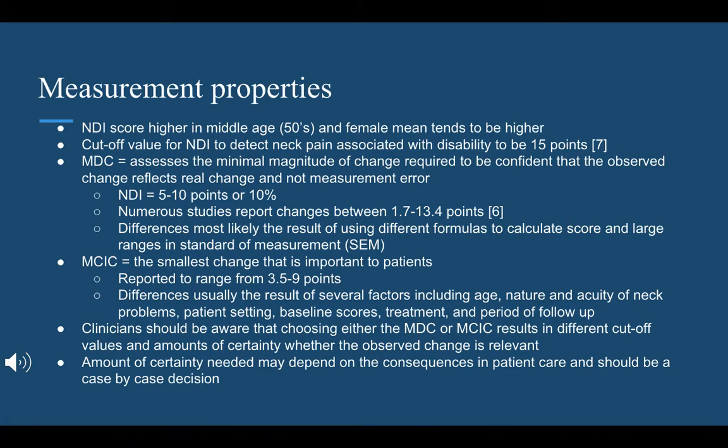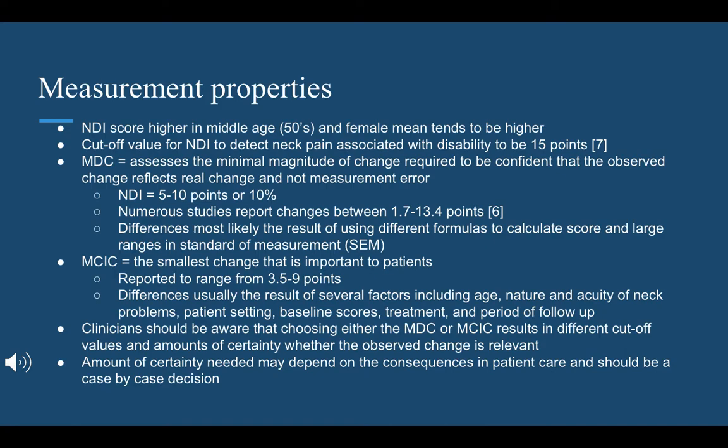Studies suggest that NDI scores tend to be higher for people in their 50s, and that female means tend to be higher too. The cutoff score for the NDI varies considerably depending on whether one uses the MDC or the MCIC, but it tends to be 15 points when detecting neck pain associated with disability. The MDC assesses the minimal magnitude of change required to be confident that the observed change reflects real change and not measurement error. As mentioned previously, this value is usually 5 to 10 points or 10% of the NDI, although numerous studies report changes from 1.7 to 13.4 points.